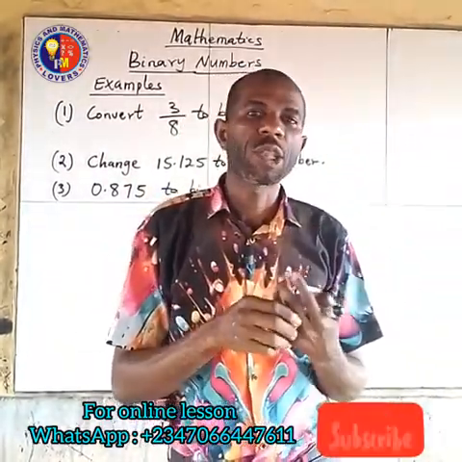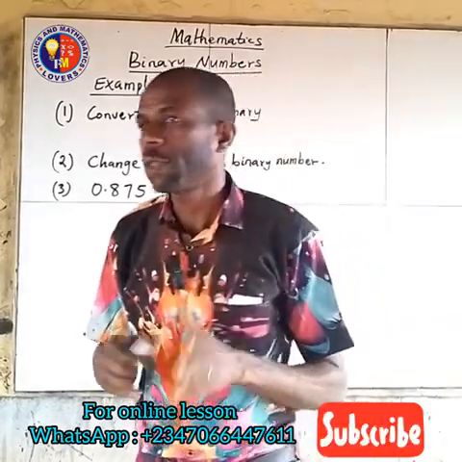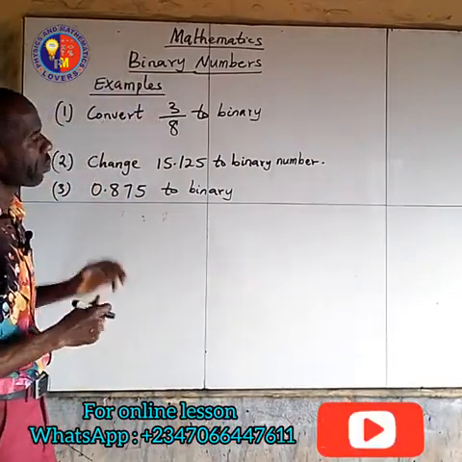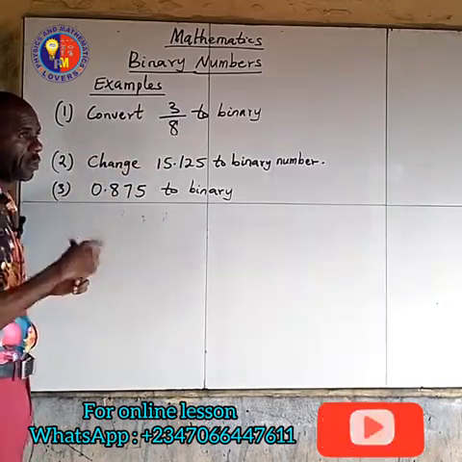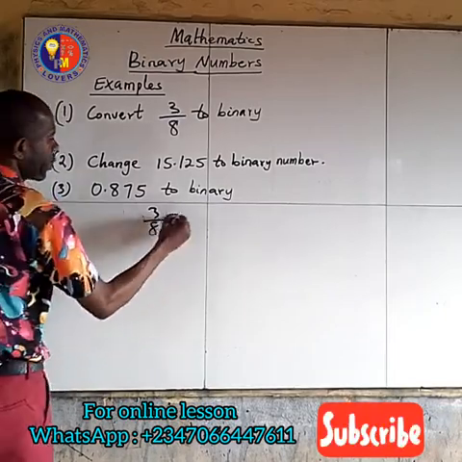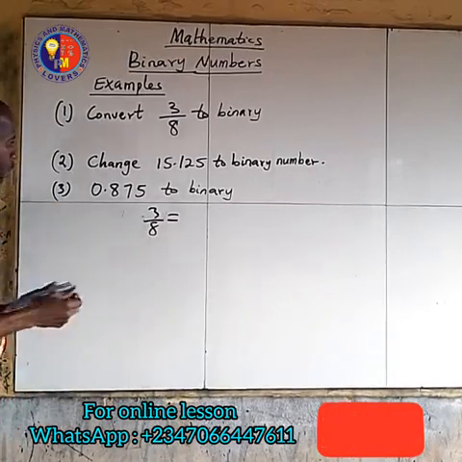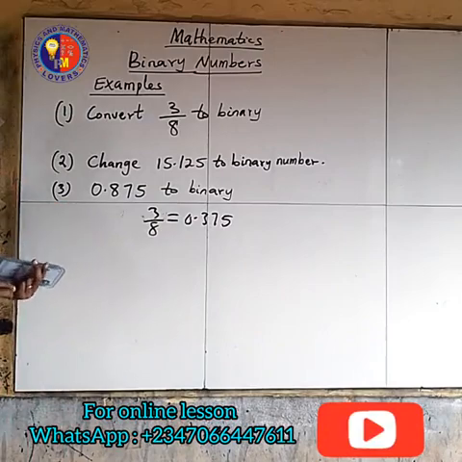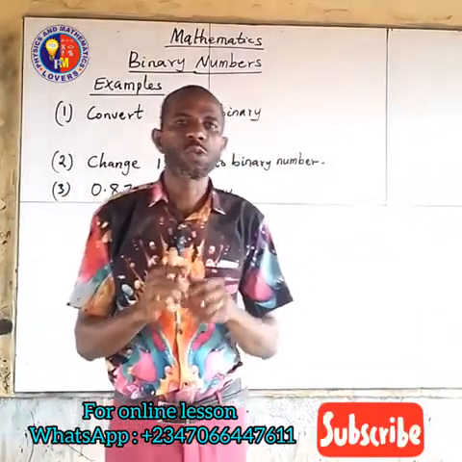As a mathematician, you need to learn how to attack a particular question in different ways. The first approach: since we have 3/8, I want to change this to a decimal fraction. If you divide 3 by 8, it's going to give you 0.375.